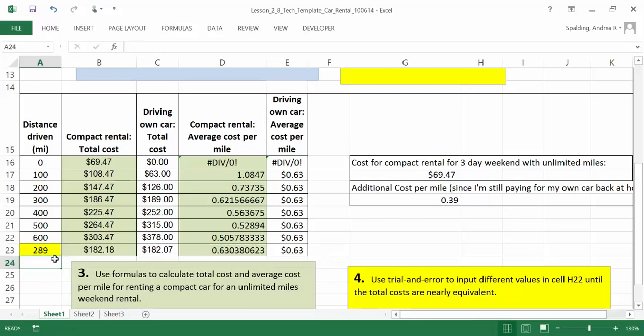So I would say anything between 290, because 290 was a little bit lower than the average cost, yeah, a little bit lower, and then 289 was a little bit higher. So I'd say anywhere in between 288 and 289. So about that, and the cost, you notice, for both the rental and for driving your own car are really, really close to being the same.